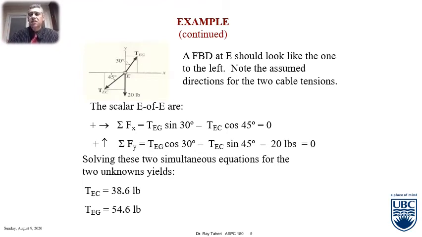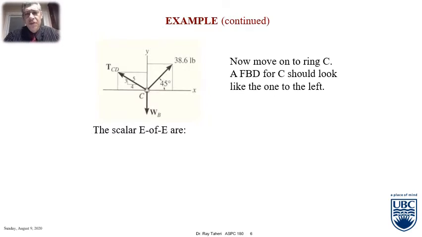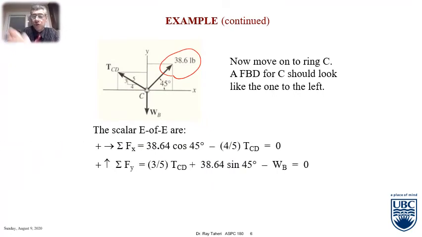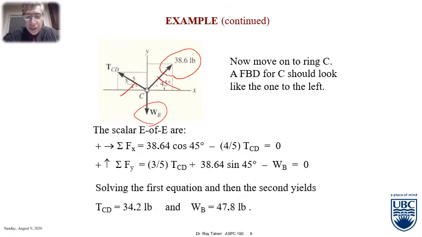And then you go to the next point in order to find the weight of sack B. Here you write the equation of equilibrium at point C, and at point C you already have this force. So now you have two unknowns, whereas previously we had three. You write the equations of equilibrium: the x of this cancels the x of this, and the y of these two together should counteract the weight of sack B. And you can simply calculate the weight of the sack, which is 47.8 pounds.